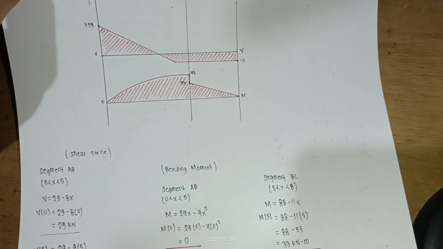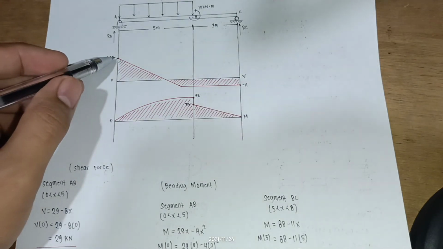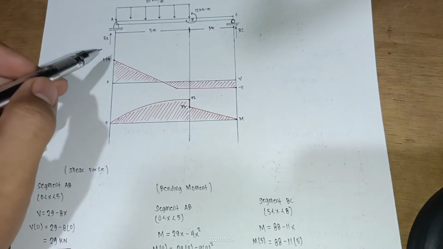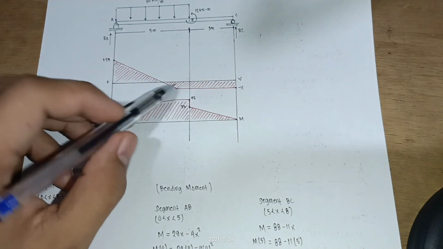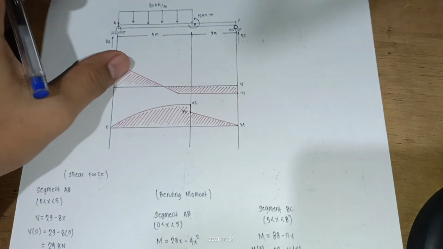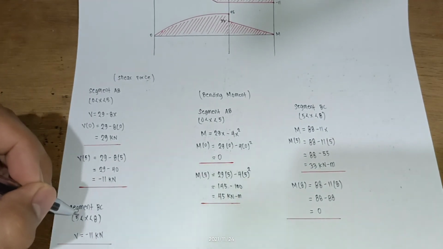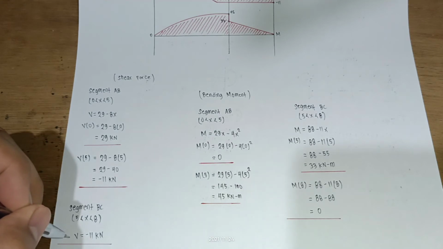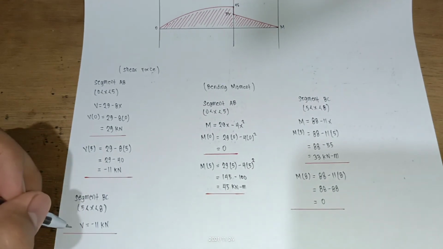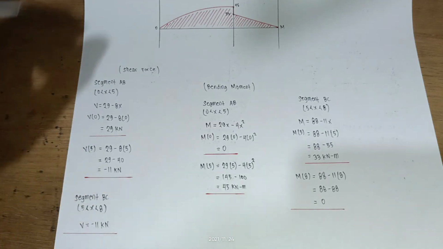The line will move diagonally down to negative 11. For segment BC, taking x greater than 5 but less than 8, the shear force is negative 11 kilonewtons.